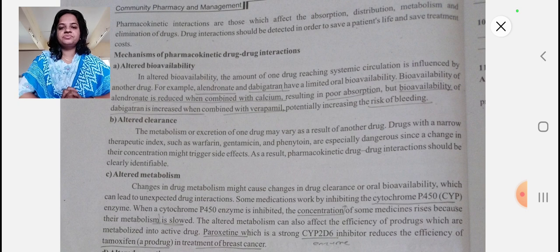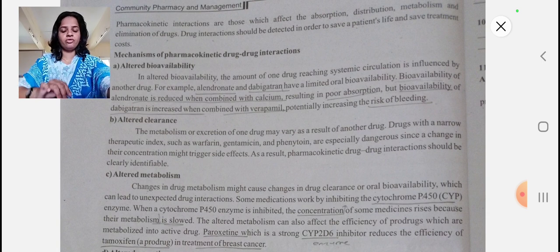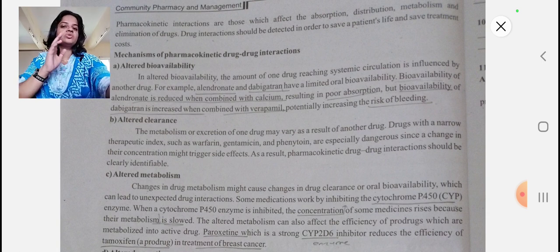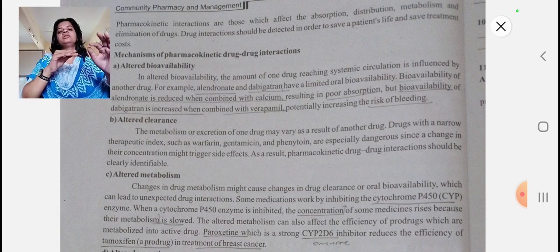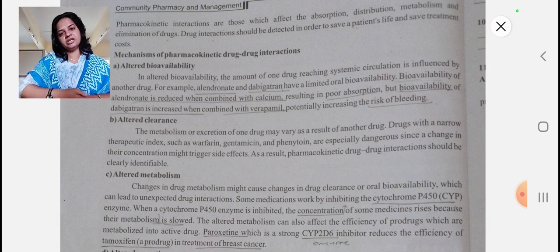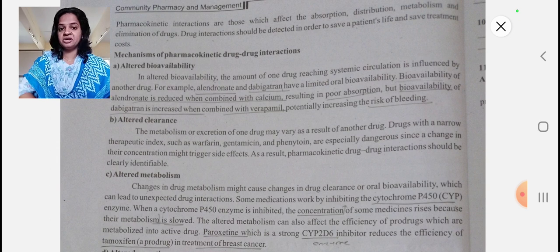The second one is altered clearance. The metabolism and excretion of one drug may vary as a result of another drug. Drugs with a narrow therapeutic index, like warfarin, gentamicin and phenytoin, are especially dangerous, since a change in their concentration can trigger side effects. So for pharmacokinetic drug interactions, these should be clearly identified. In this mechanism we have seen two: first, altered bioavailability, and second, altered clearance.